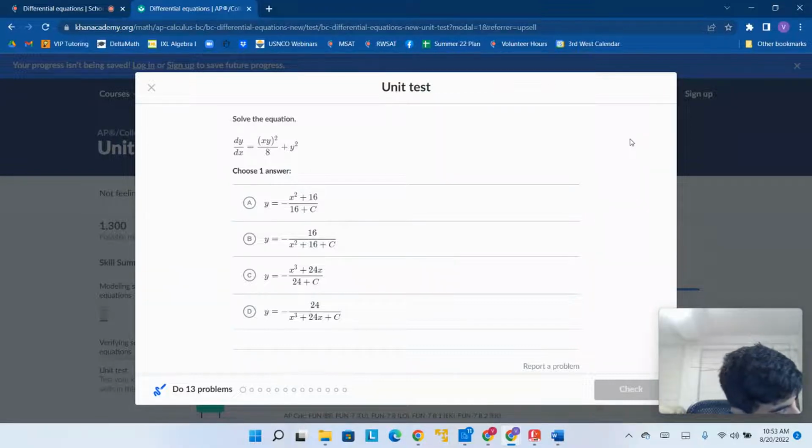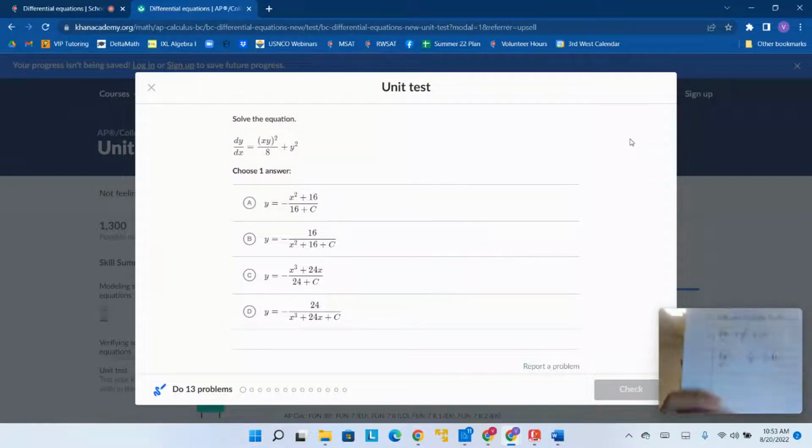This is what you get. Okay, that's what you get. So dy over y squared equals x squared over 8 plus 1, which is what you get when you divide by y squared, times the dx right there.